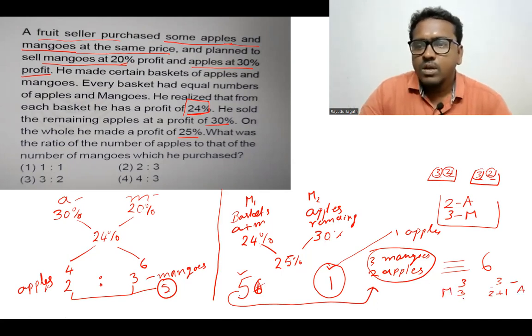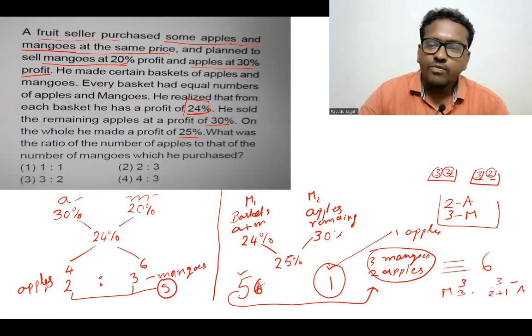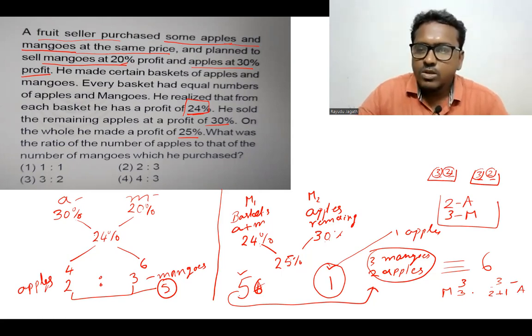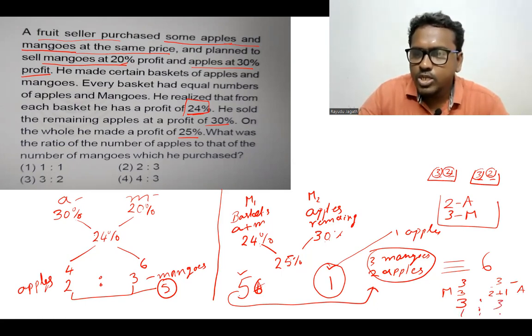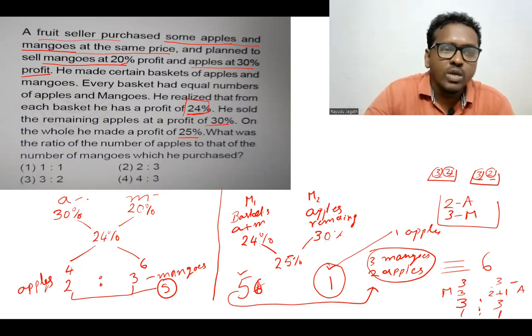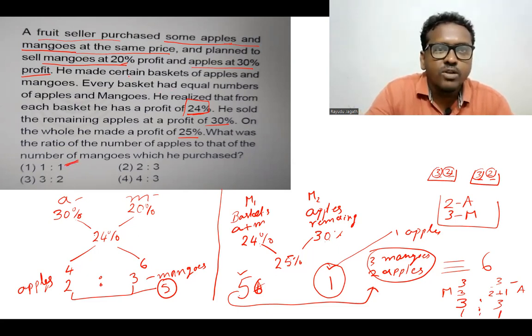Now if you observe, at the very beginning we had a 3:3 or 1:1 ratio of mangoes and apples. So the answer to this question is option 1. If the percentages 24, 20 and 25 are changed, then we would definitely get the other possibilities, answers 2, 3, 4. But here, based on this, the answer is 1:1.